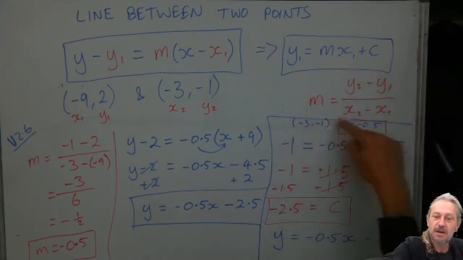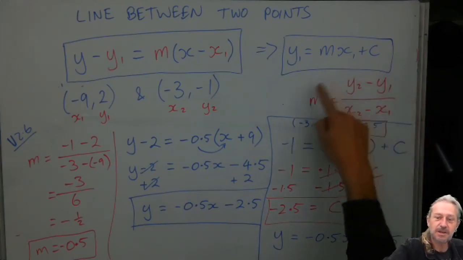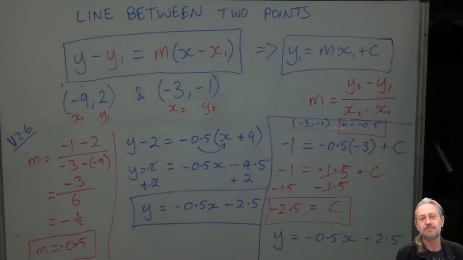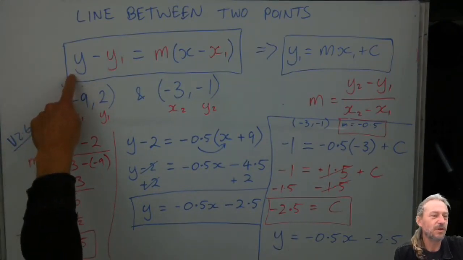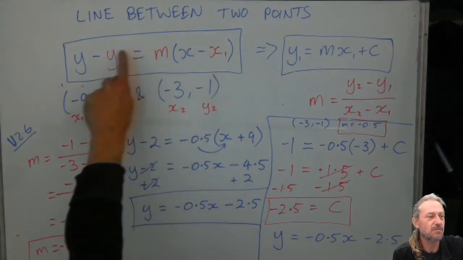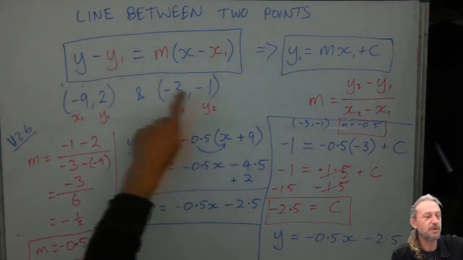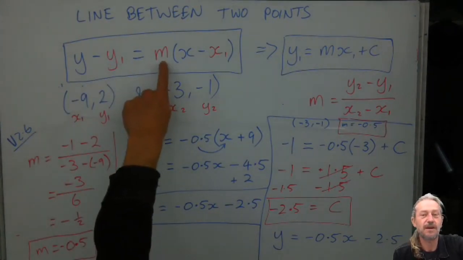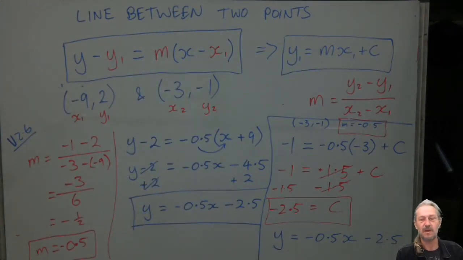So just this is on the formula sheet. Make sure you look at it and you use it correctly, and with this you only need one point, x1, y1. Doesn't matter which point you use once you've found the gradient.